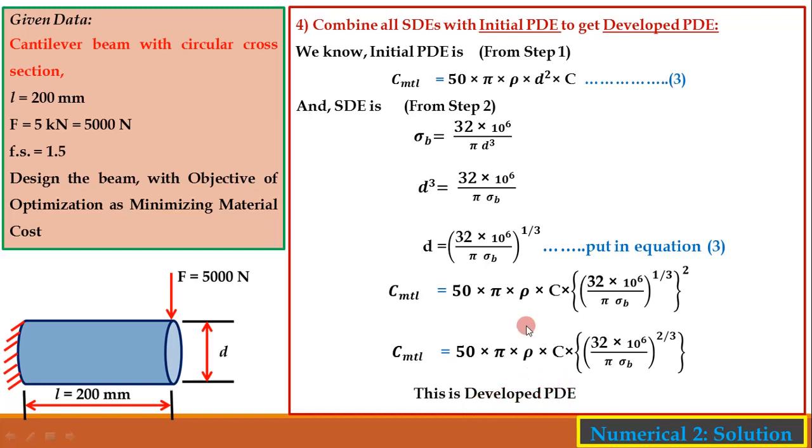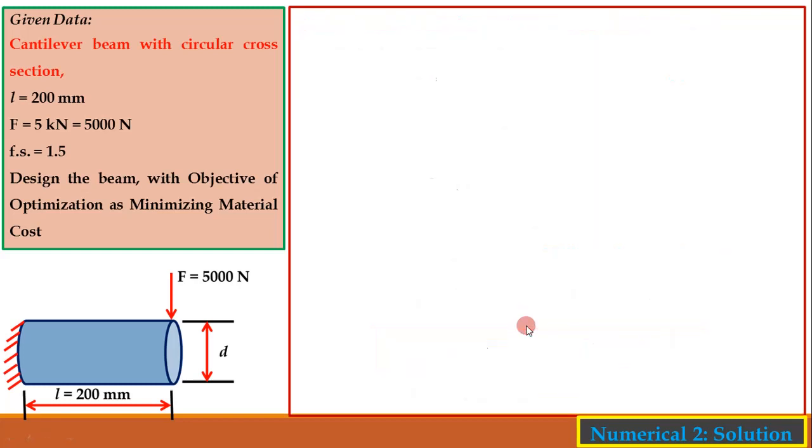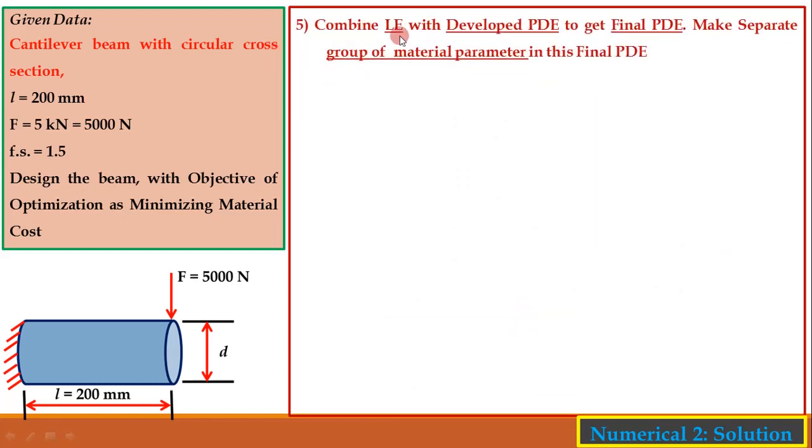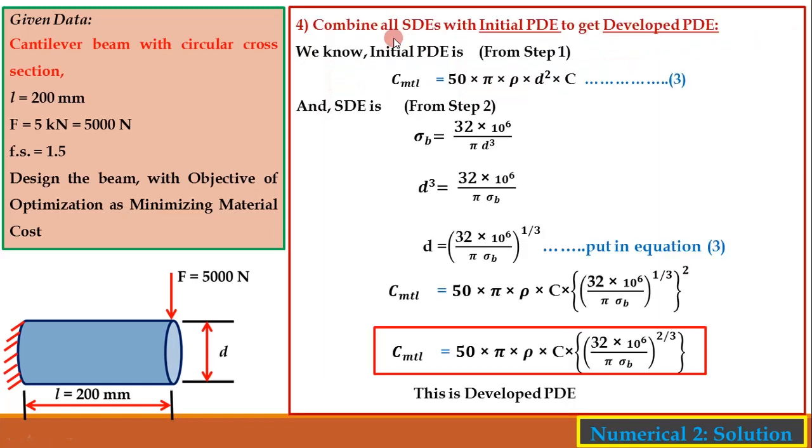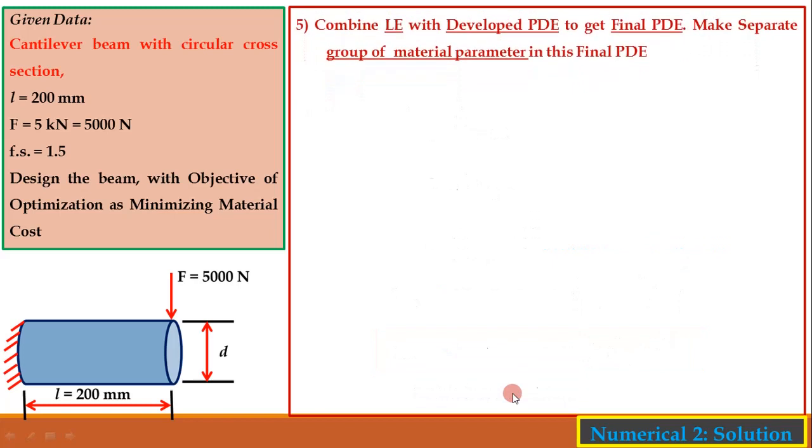Now the fifth step. In the last step we combined the SDE with the initial PDE and obtained the developed PDE. We obtained the developed PDE in the fourth step. Now in step number 5 we have to combine this developed PDE with the limit equation to get the final PDE. Also we have to make a separate group of material parameters in this final PDE.